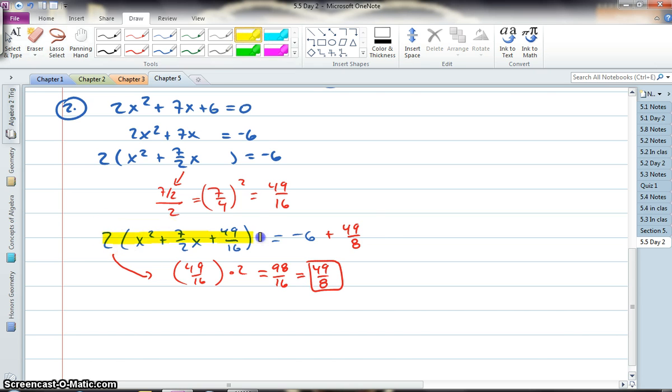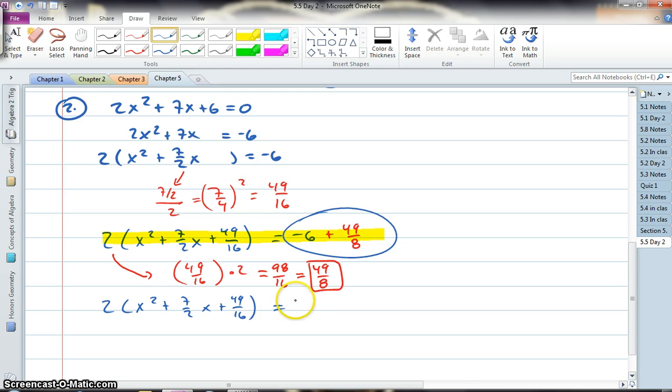Alright, so now this is the equation I'm working with. So I need to factor this one. Let me rewrite it so it's easier to explain. Plus 49/16 equals, when you do this math, I get 1/8. So -6 plus 49/8, math frac, you should get 1/8.